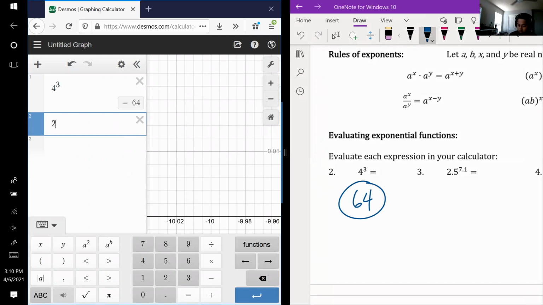And then 2.5 raised to the 7.1. And we'll do this to, let's say, 3 decimal places. We get 668.919. Or that can even be 0.920. Why not?